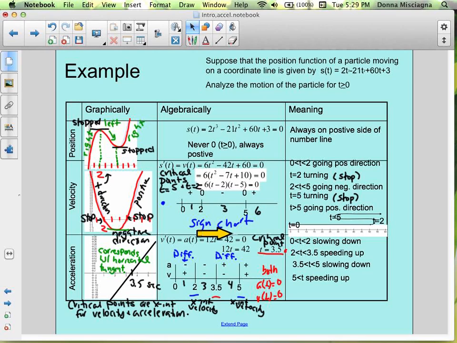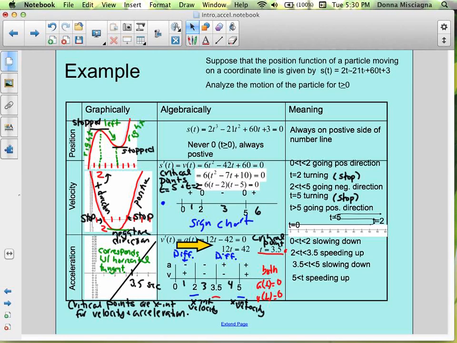Now let's take a look at our graph of acceleration. To find the equation for acceleration, you take the derivative of velocity, which is the second derivative of position. The derivative of 6t squared minus 42t plus 60 is just going to be 12t minus 42 using the power rule. We're going to find our critical points by setting our equation equal to 0. So 12t minus 42 equals 0. Add 42 to both sides, divide by 12. 3.5 is a critical point.